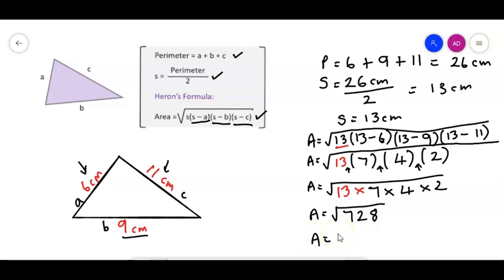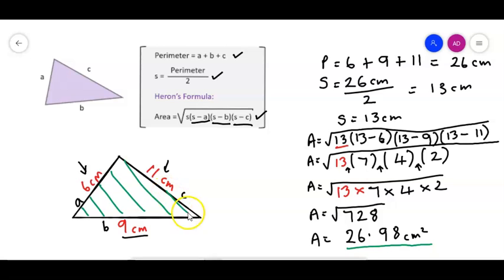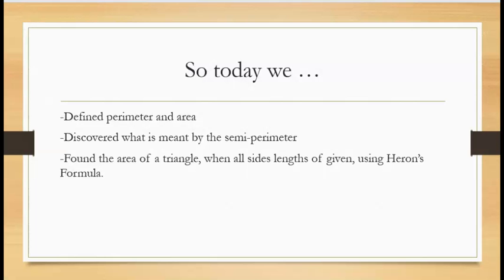Now you use the square root key in your calculator followed by 728, and the square root of 728 is 26.98 centimetres squared. So that means 26.98 centimetres squared is the area that I'm shading here inside of this triangle, calculated using Heron's formula.